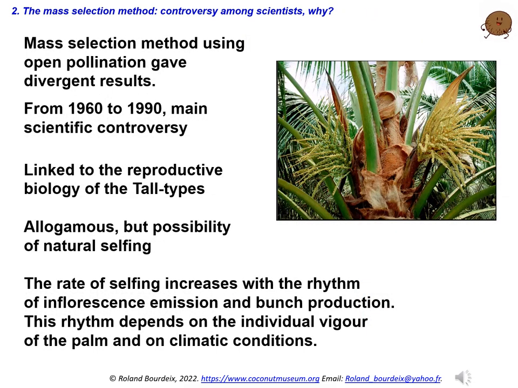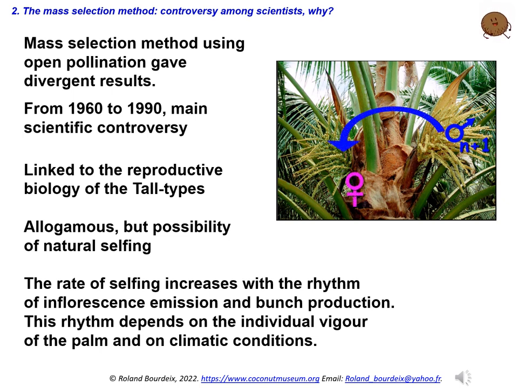As we already saw, the study on the efficiency of the mass selection method using open pollination is characterized by several divergent results. From 1960 to 1990, this point was the main scientific controversy in the coconut research community. These divergent results may find their origin in the reproductive biology of the tall-type varieties. Although the latter are preferentially allogamous, there is the possibility of natural selfing.